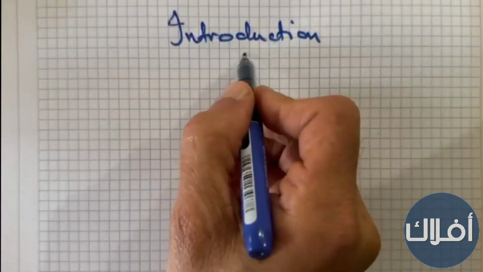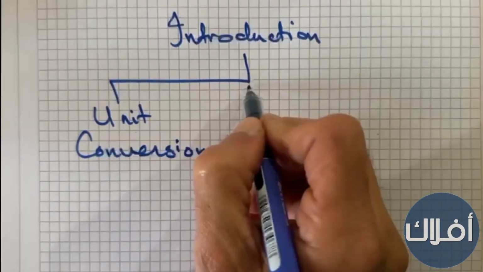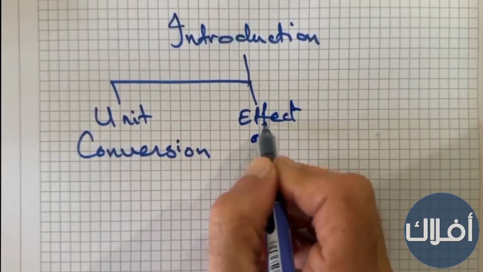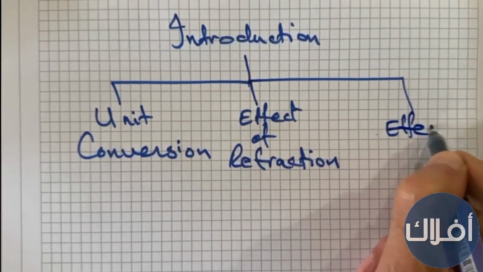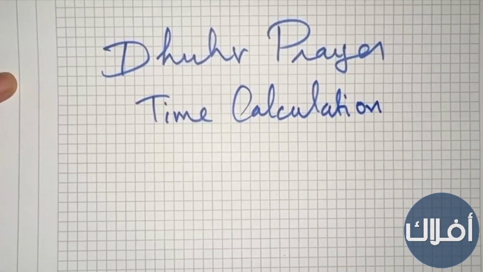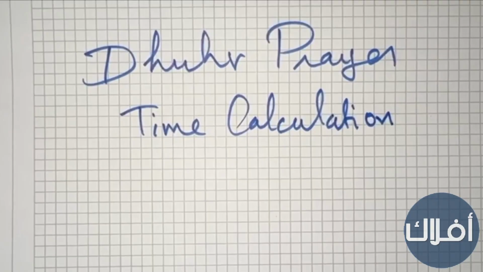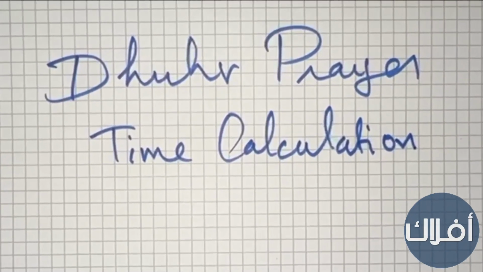The first episode of this series covered conversions of units in astronomy calculations. It explained the effect of atmospheric refraction on observations and also explained how an observer height can change the results of calculations. This episode will explain how to calculate Dhuhur prayer time, or noon time, because we will understand three methods to calculate Dhuhur time.